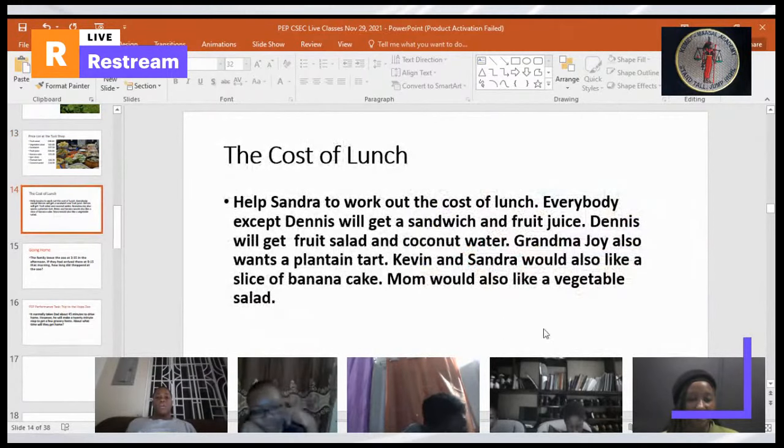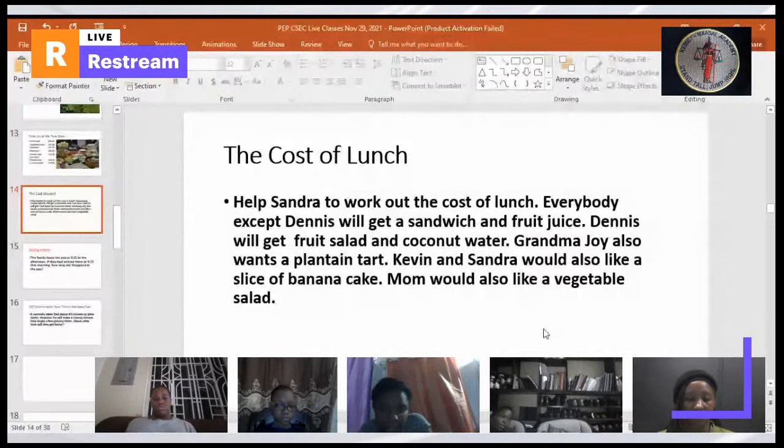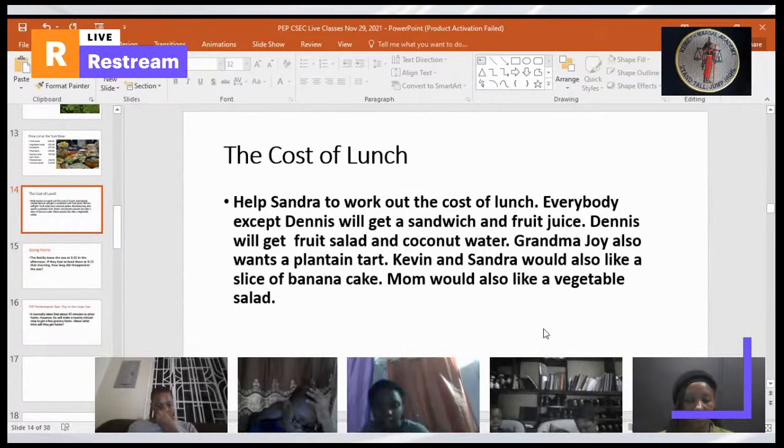All right, Madison, please read this slide. Help Sandra to work out the cost of lunch. Everybody except Dennis will get a sandwich and fruit juice. Dennis will get fruit salad and coconut water. Grandma Joy also wants a plantain tart. Kevin and Sandra would also like a slice of banana cake. Mom would also like a vegetable salad.